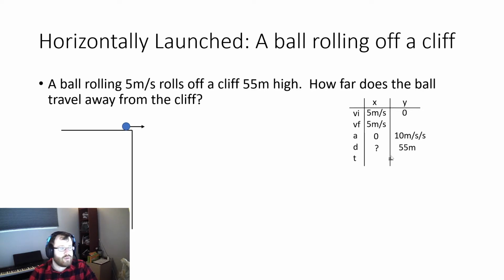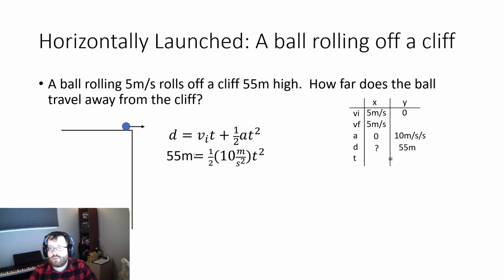And the goals of these questions are pretty much always going to be the same. Figure out the time with the side that you have the most information on. In this case, it's the y side. So I'm going to be using El Grande with these three numbers, and I'm just going to plug them in, the 55, the 1/2, the 10 meters per second squared, the t squared. Now you'll notice that I use a vi of 0.